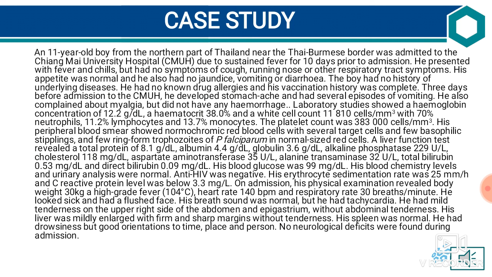He looked sick and had a flushed face. His breath sound was normal, but he had tachycardia. He had mild tenderness on the upper right side of the abdomen. His liver was mildly enlarged with firm and sharp margin without tenderness. His spleen was normal. He had drowsiness but good orientation to time, person, and place. No neurological defects were found during admission.